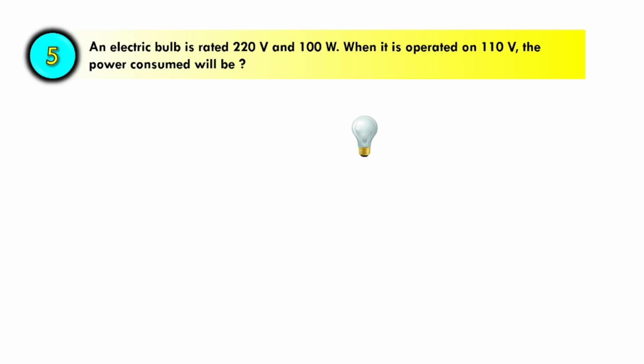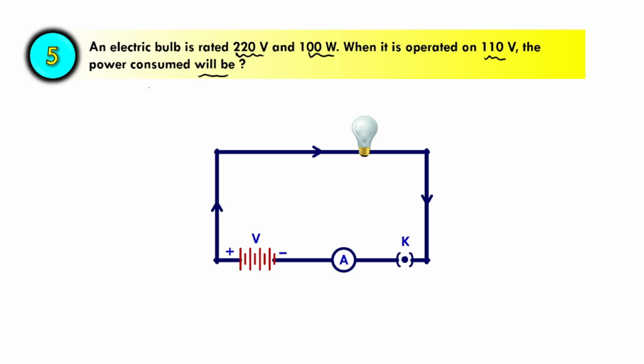Okay बच्चों, let's move on to the fifth question now. In this question, he says that an electrical bulb is rated at 220 volts and 100 watt. When it is operated at 110 volts, what will be the power consumed? The bulb remains the same. So we have a bulb connected to the supply, and the voltage is 220 volts initially in case 1, and I don't know the current. Now I'm changing it to 110 volts. What will happen to the power consumed? Initially the power was 100 watt. Will the power be the same, or is the power different?